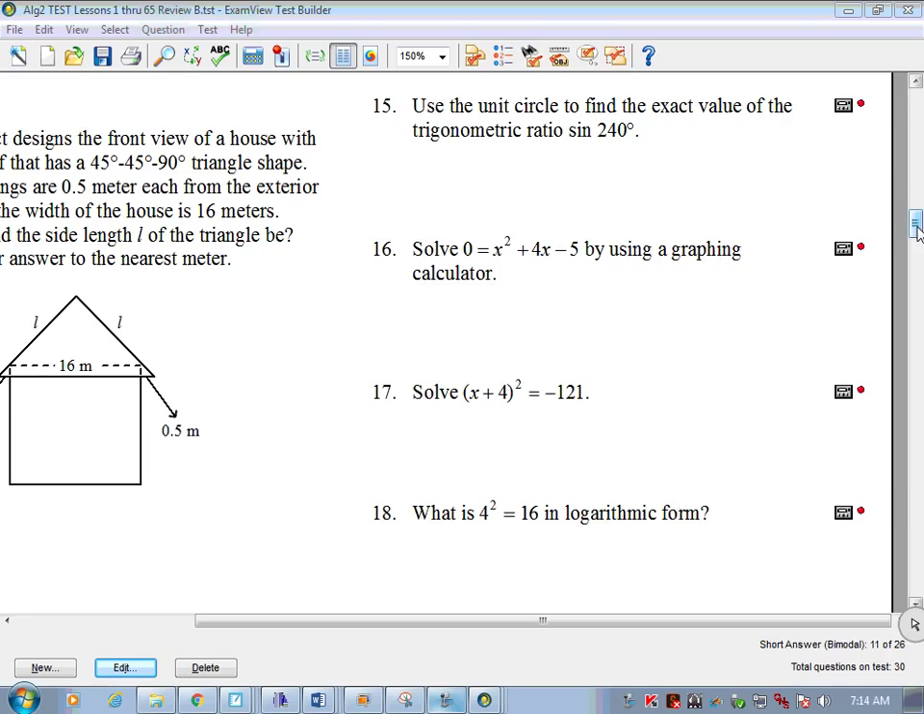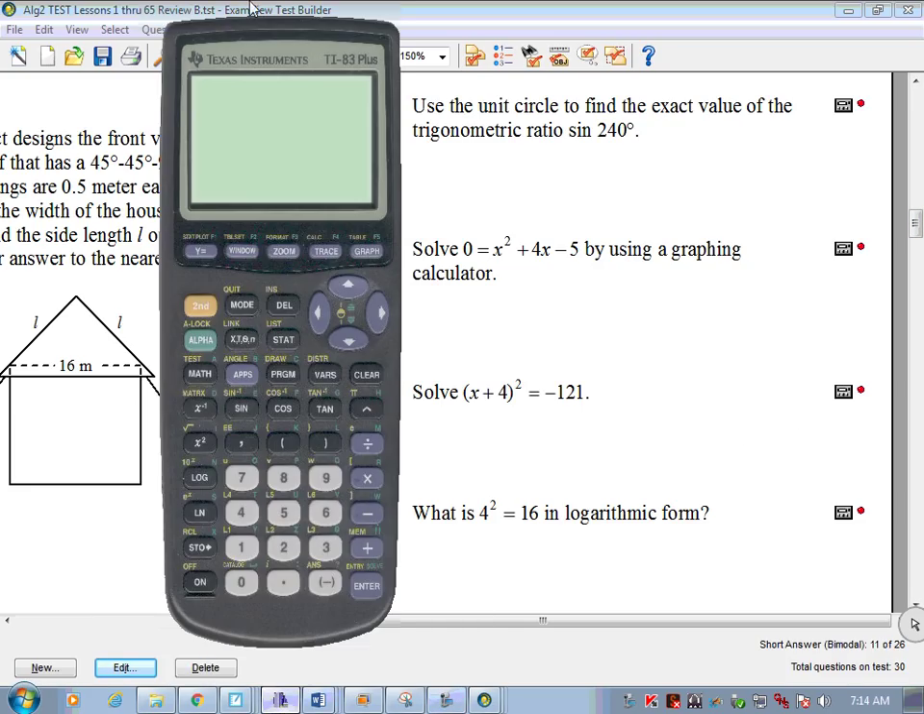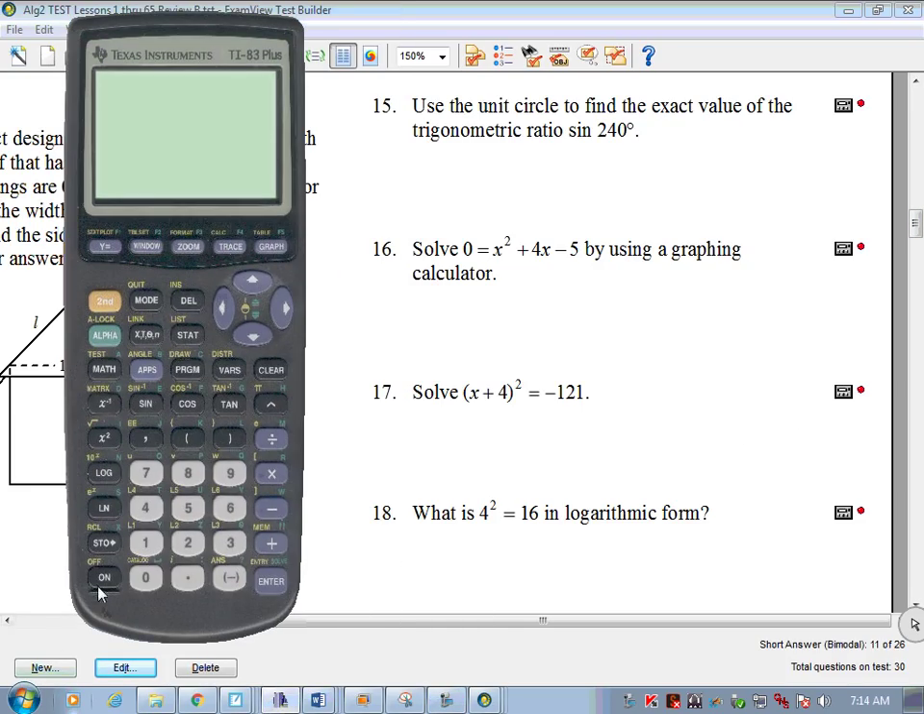Okay, 16. Solve x squared plus 4x minus 5 using your graphing calculator. I'll go ahead and show you how to do that. Take our graphing calculator here. You'll have to ask for one if you don't have one. Okay. Well, we're going to go to our y equals. We'll clear out that guy. We're going to write in x squared plus 4x minus 5.